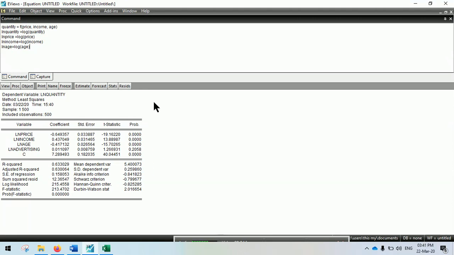So with that, I think I have explained how you estimate your demand for a particular good and your elasticities.